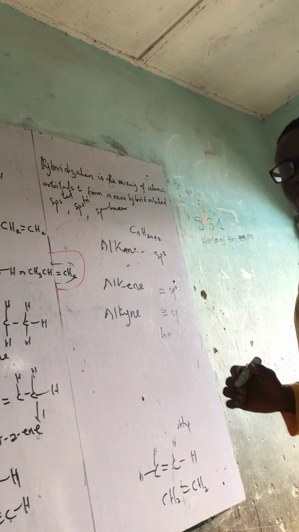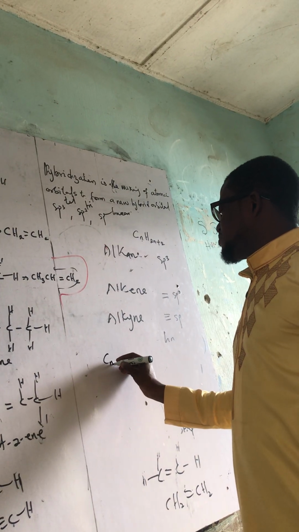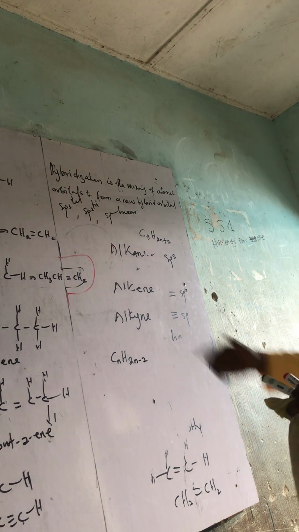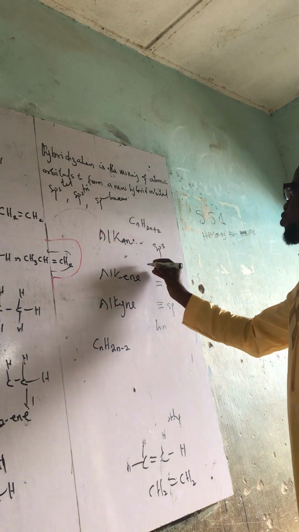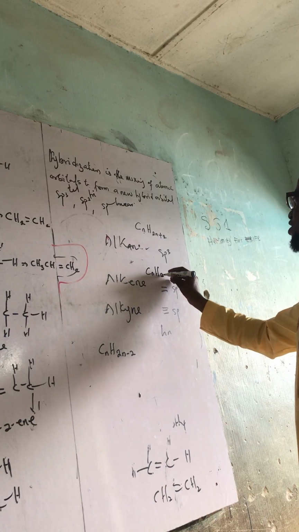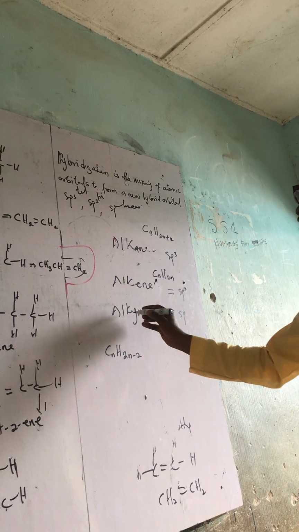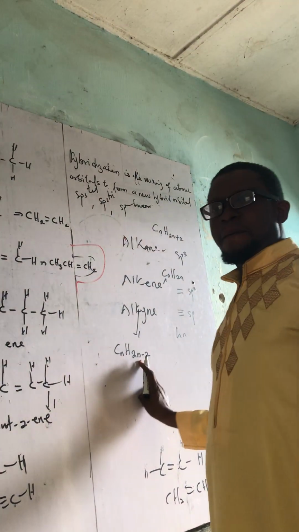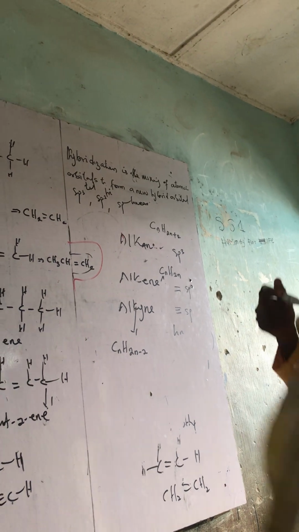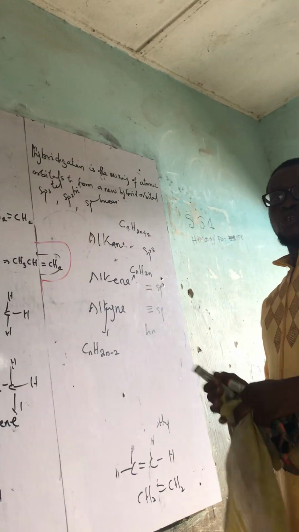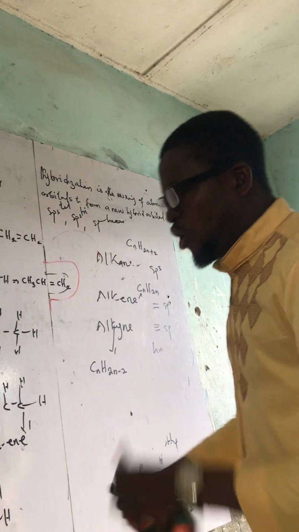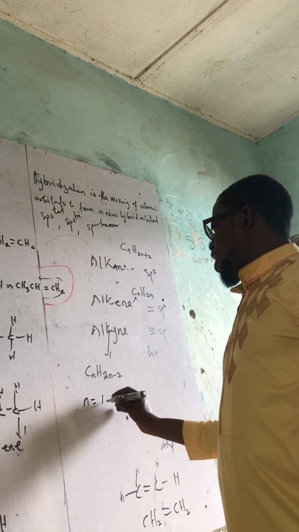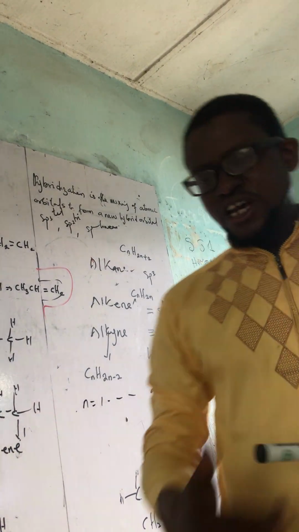So now the general formula for alkyne is CnH2n minus 2. This one is CnH2n plus 2. This one is CnH2n, that's for alkene. While this one, alkyne, is CnH2n minus 2. So by the time you follow this formula very thoroughly, you will be able to generate all the family members of alkyne. N starts from 1 to infinity, as we are used to doing.